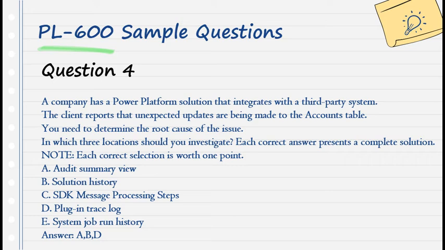Question 4. A company has a Power Platform solution that integrates with a third-party system. The client reports that unexpected updates are being made to the accounts table. You need to determine the root cause of the issue. In which 3 locations should you investigate? Each correct answer presents a complete solution. Note: each correct selection is worth 1 point. A. Audit Summary View. B. Solution History. C. SDK Message Processing Steps. D. Plugin Trace Log. E. System Job Run History. Answer: A, B, D.